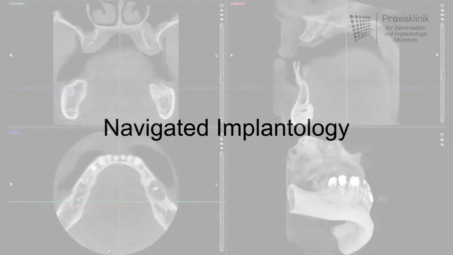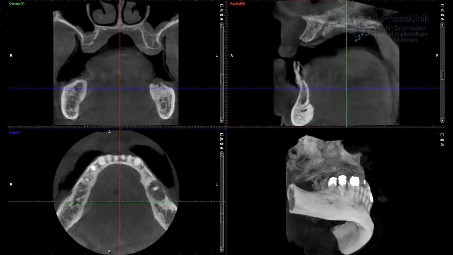The basic requirement for the application of navigated implantology is the presence of a three-dimensional X-ray image, a so-called cone beam computed tomography. In contrast to a two-dimensional X-ray image, it is possible to assess very exactly the extent of bone which is present at the planned implant site, and to decide whether bone grafting is necessary or not.